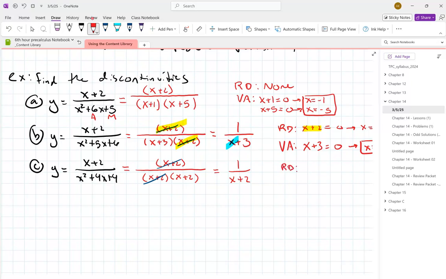Do I get a removable discontinuity here? I reduced something. Does it cause a removable discontinuity though? No. Why not? Because I still have x plus 2 in the denominator. It hasn't been completely reduced. I still have a copy of it left. Everybody's okay there?